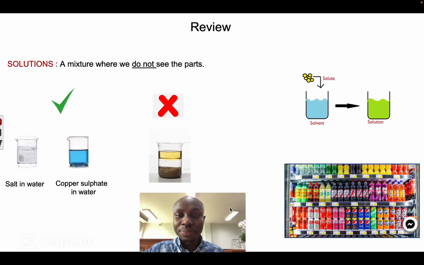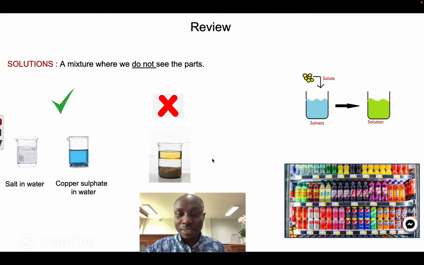But let's review. The last time we met, we talked about solutions. And we said solutions are just mixtures. They are a special type of mixtures where we do not see the parts in the mixture. Example, salt in water. This is a solution because we cannot see the salt in the water. It is mixed up with the water. The same is with copper sulfate in water. We can see that they are mixed together.